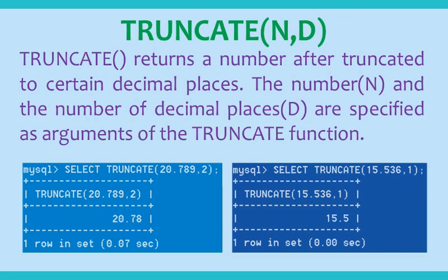See another example. Select truncate 15.536, 1. This number is truncated up to 1 decimal place. Means after the dot only 1 digit we need in the output. So the rest of the digits will be truncated. And we get the output 15.5.